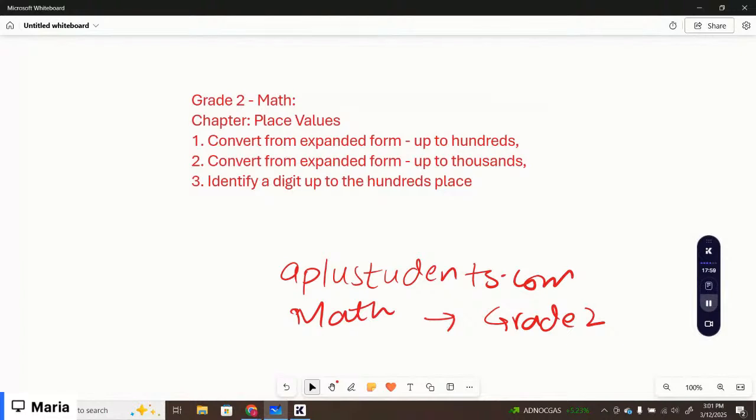Here you can find a list of the chapters. We're going to start with the chapter place values.